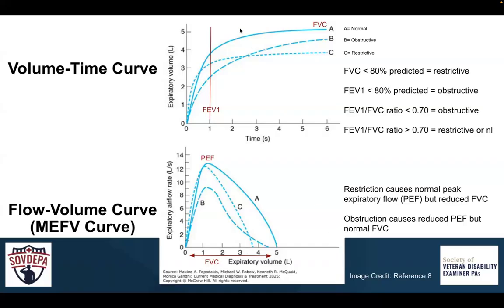So when you think of obstruction, think about reduced FEV1. When you think about restriction, think about reduced FVC.